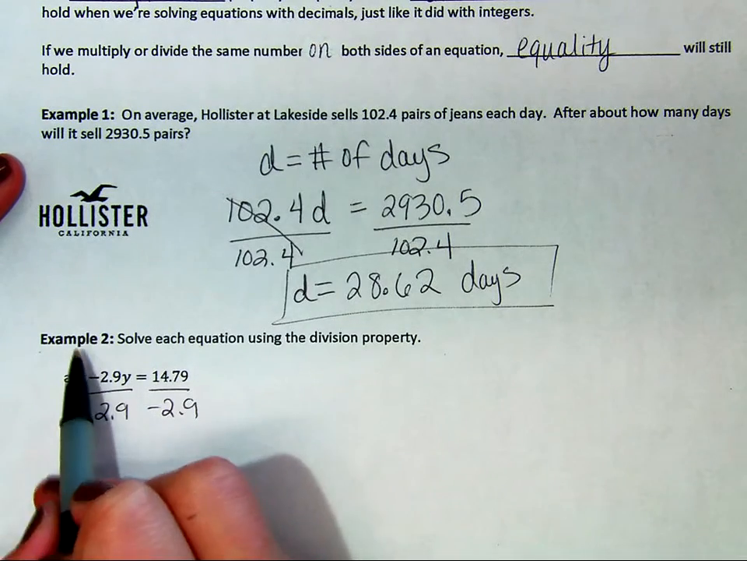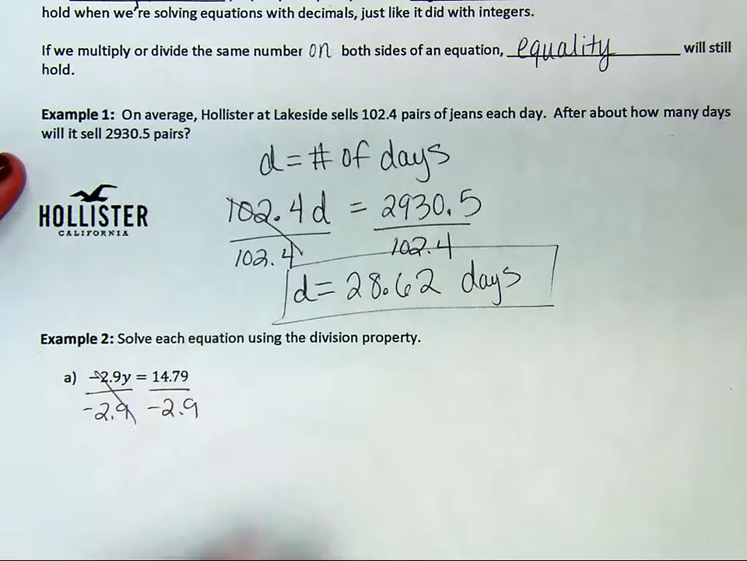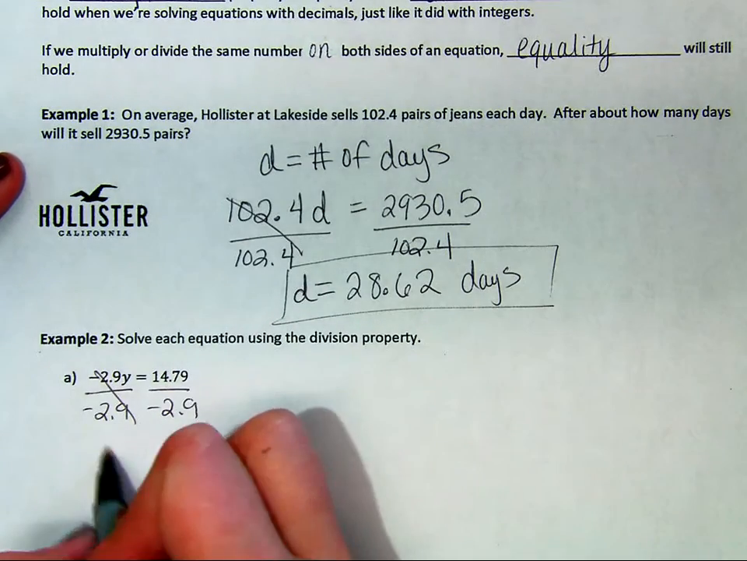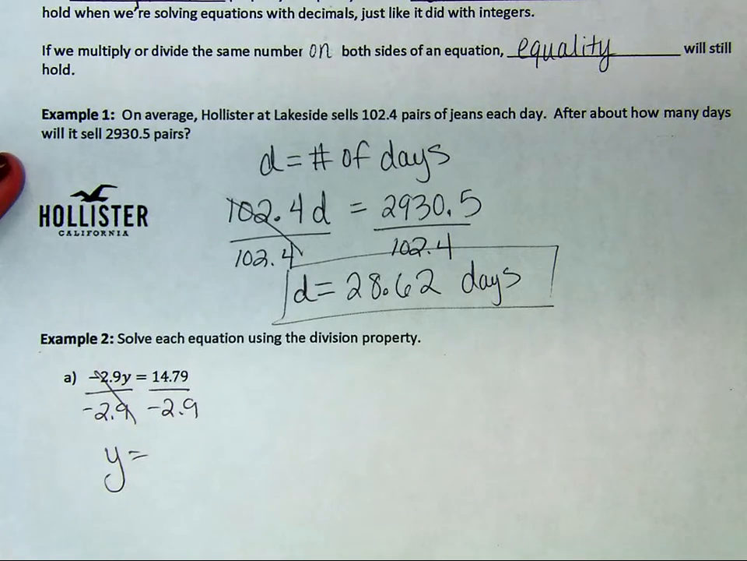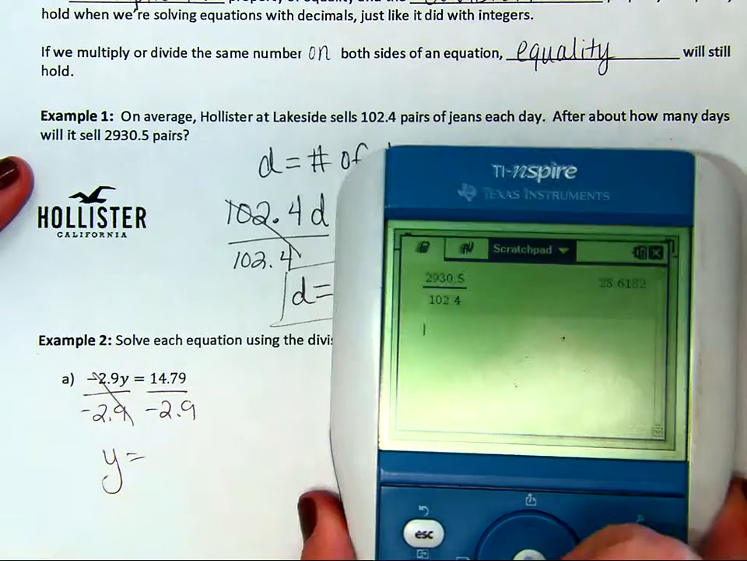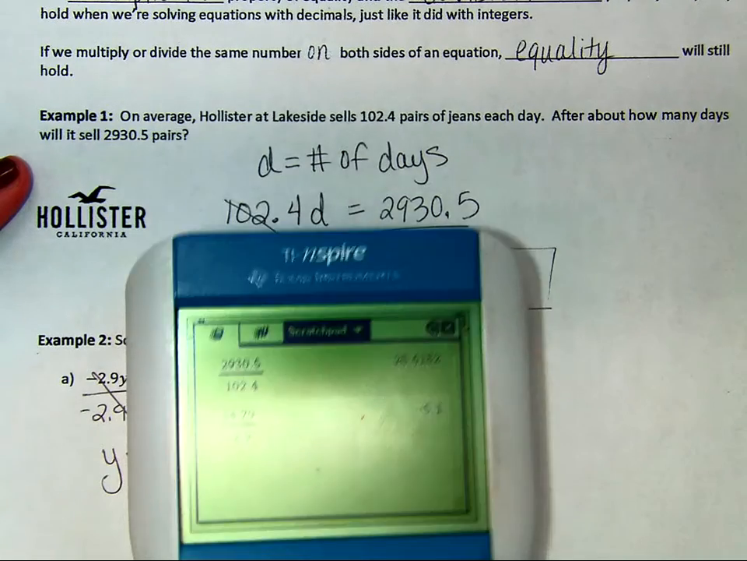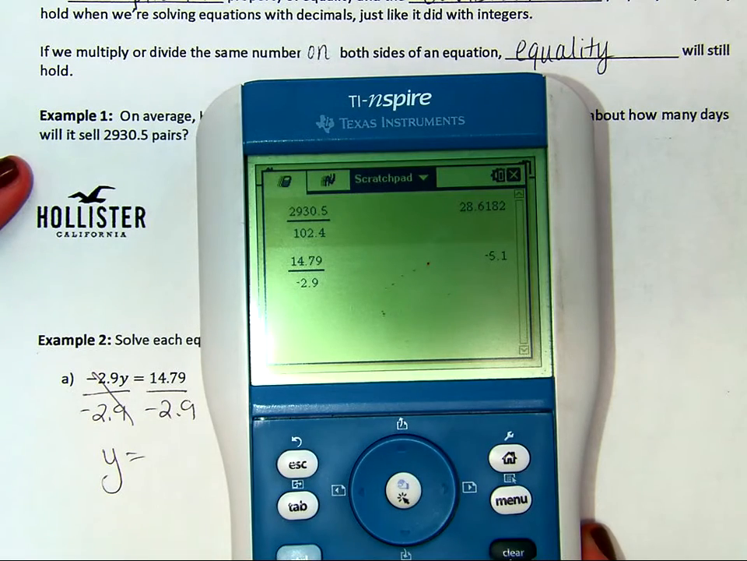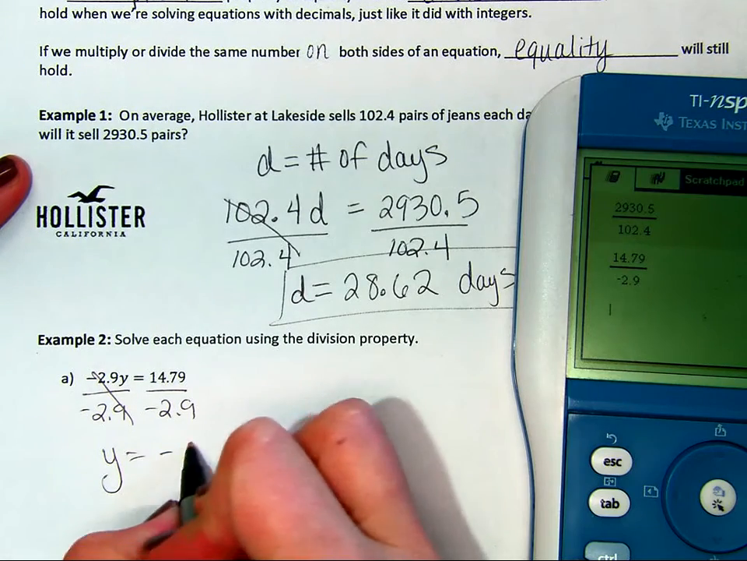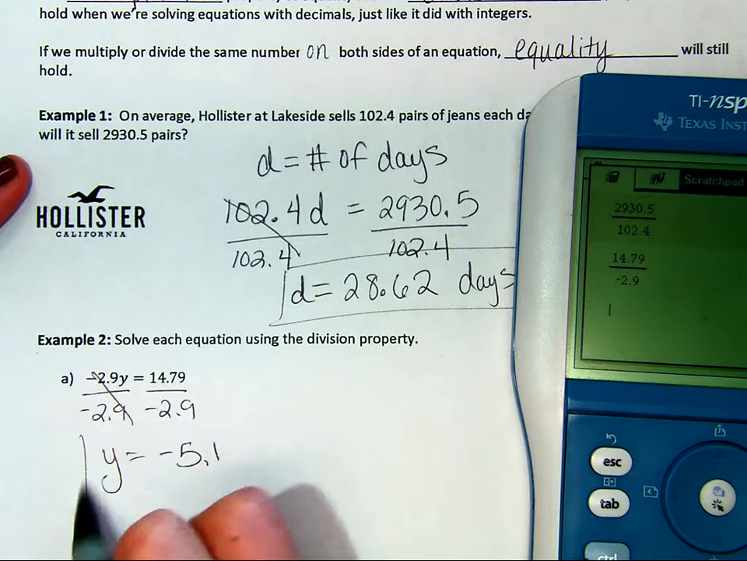Negative 2.9 divided by negative 2.9 is just 1. So this is now like 1 times y, or just y. And I'm going to use my calculator. I'm going to say 14.79 divided by negative 2.9. That's going to give me negative 5.1 for my answer. So that's it.